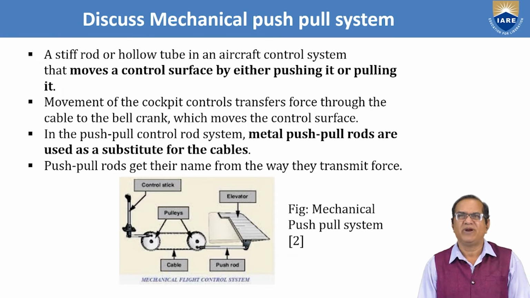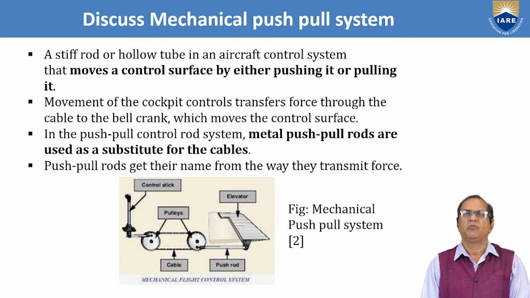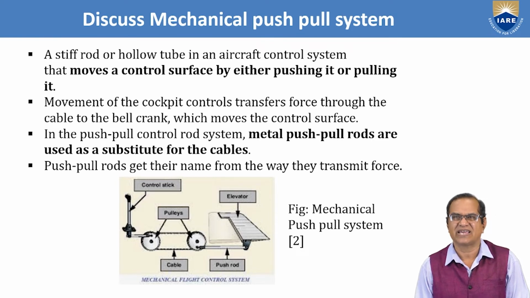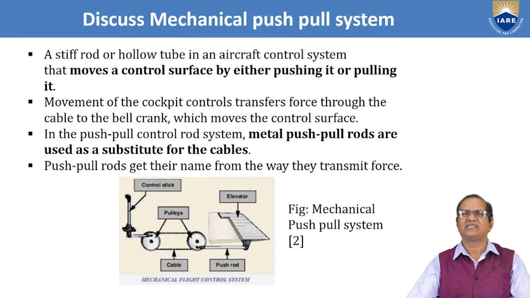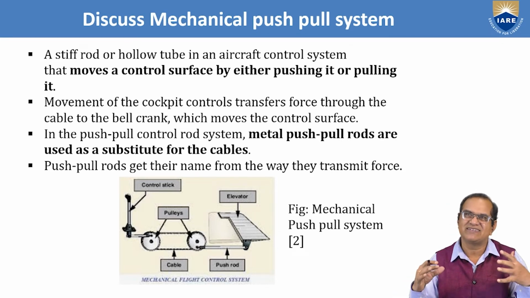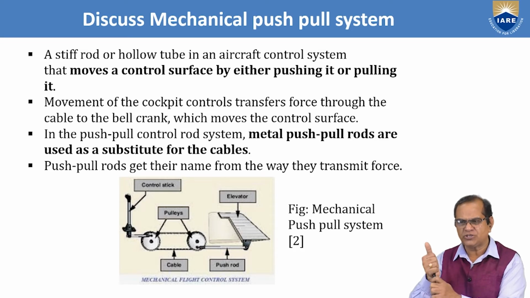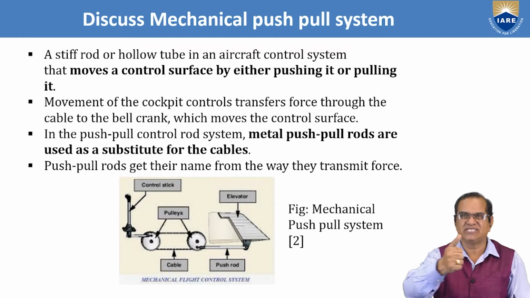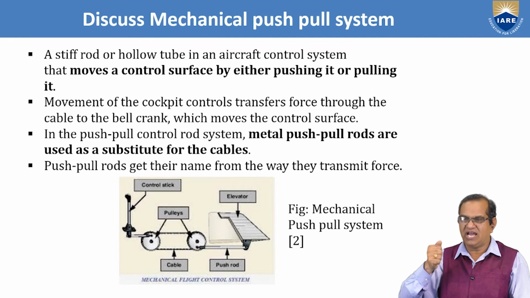Movement of the cockpit control transfers force through the cable to the bell crank, which moves the control surfaces. In the push-pull control rod system, metal push-pull rods are used as a substitute for the cables. Push-pull rods get their name from the way they transmit power. So why do we say push or pull? Like this, the pilot is pushing and pulling.